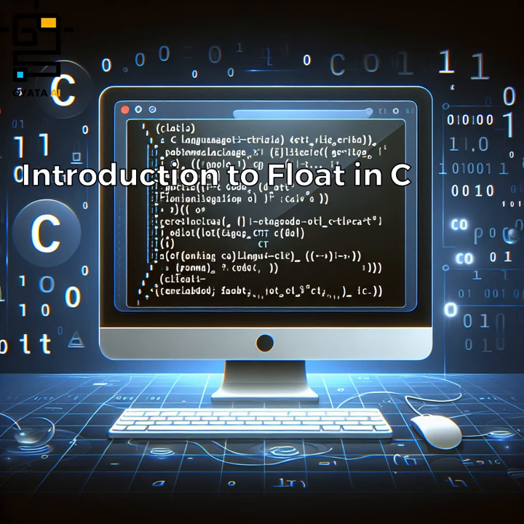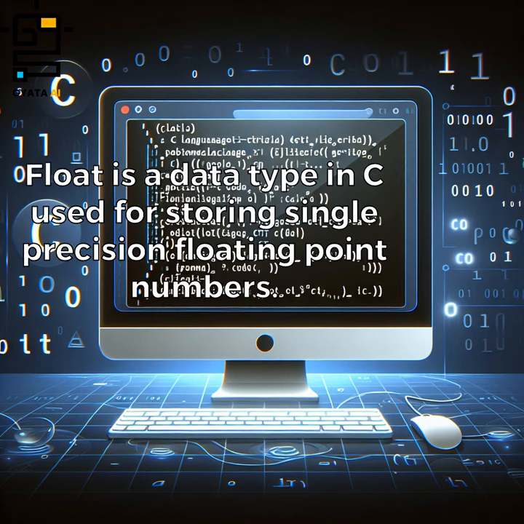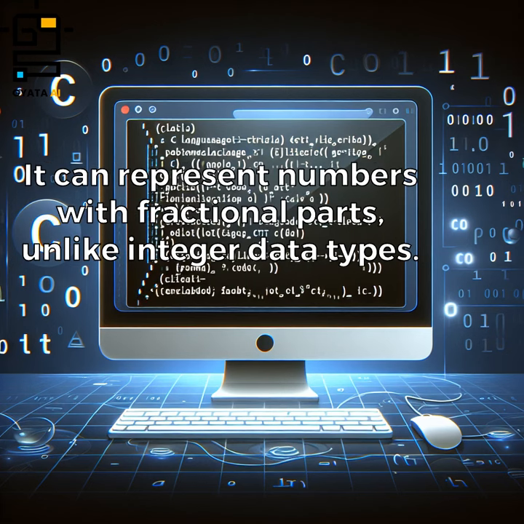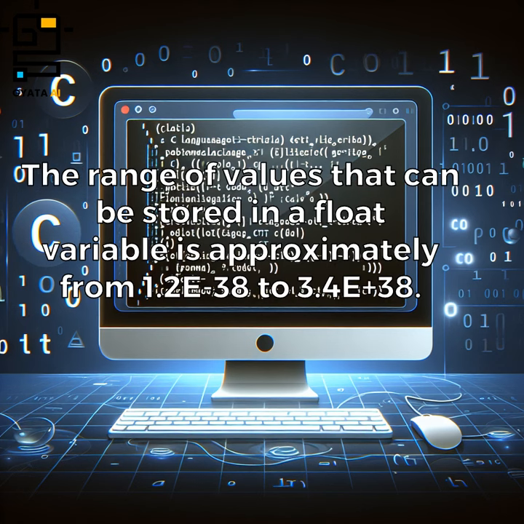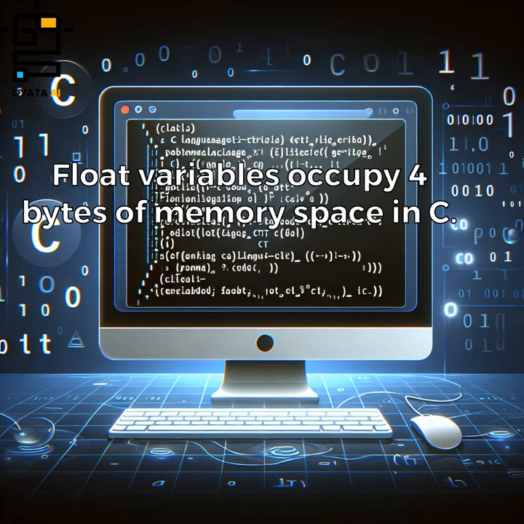Introduction to float in C. Float is a data type in C used for storing single precision floating point numbers. It can represent numbers with fractional parts, unlike integer data types. The range of values that can be stored in a float variable is approximately from 1.2e-38 to 3.4e+38. Float variables occupy 4 bytes of memory space in C.